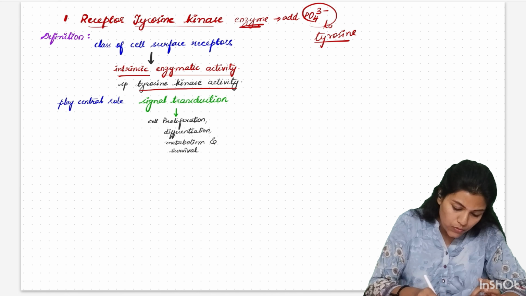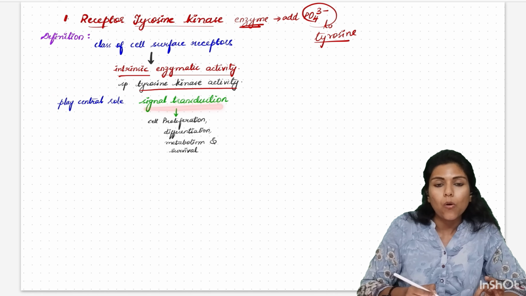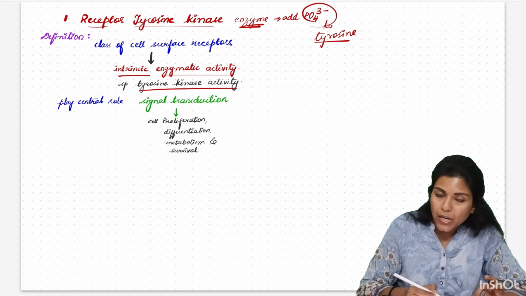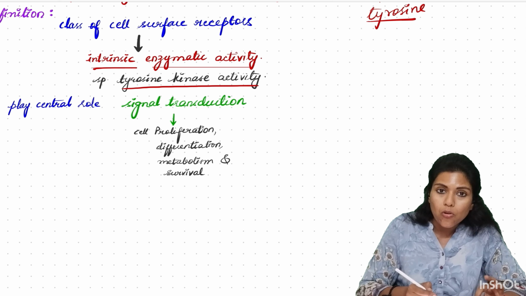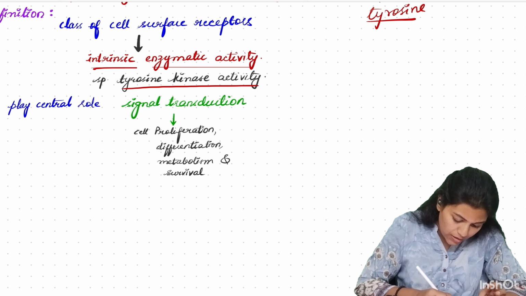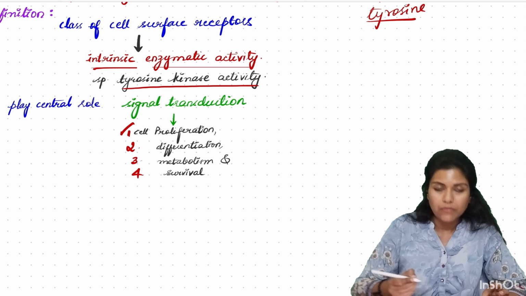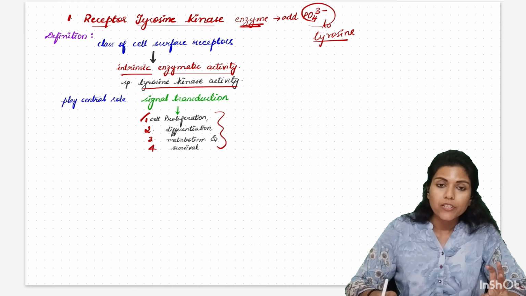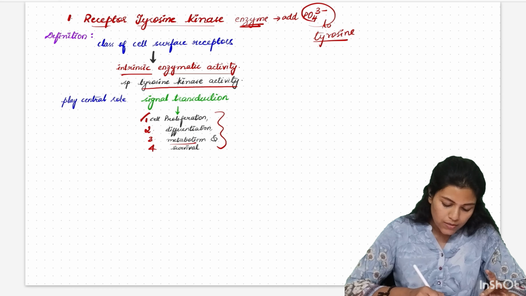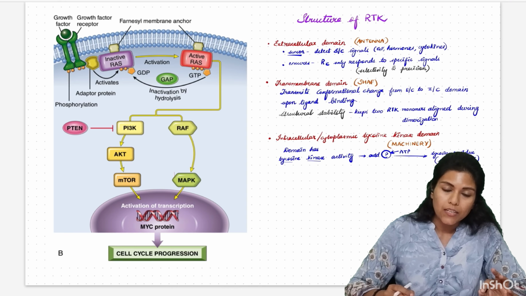And these receptor tyrosine kinases play a central role in signal transduction. Obviously, we are studying transduction pathways. This signal transduction is responsible for cell proliferation, cell differentiation, metabolism, and survival. So these pathways help in these functions: proliferation, differentiation, metabolism, and survival. Let's see the structure of a receptor tyrosine kinase.